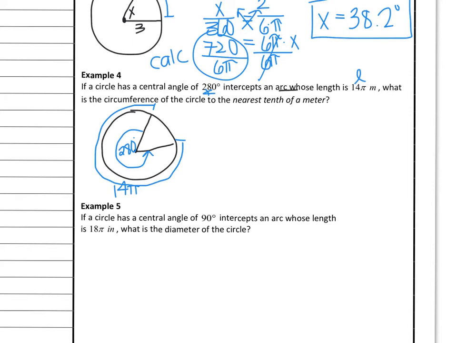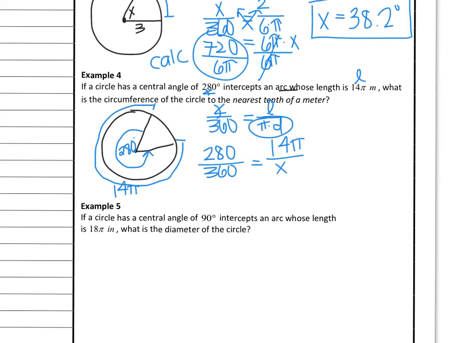What is the circumference of the circle? So we are going to be finding what pi times the diameter is. Okay, so we're going to be finding the circumference. So again, let's write down our formula real quick. Angle over 360 equals arc length over pi times d, which is the circumference. All right, so we have 280 degrees over 360 equals, our arc length is 14 pi, divided by, I'm going to call this whole thing x, because that is our circumference.